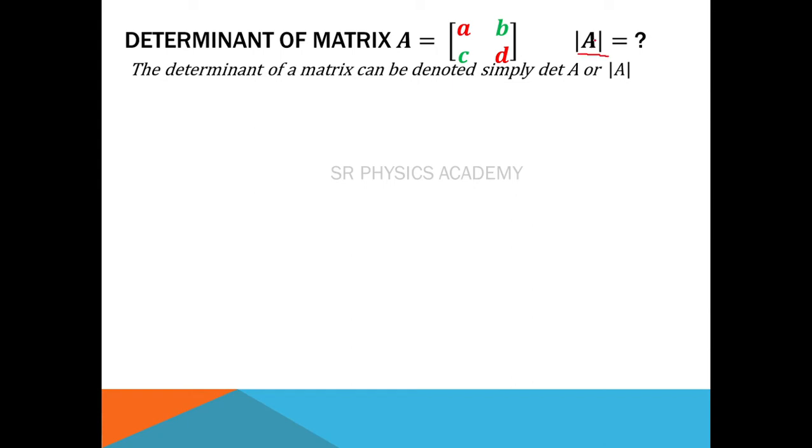Here the symbol used to represent determinants is two vertical lines on both sides. To find the determinant of a 2 by 2 matrix, a 3 by 3 matrix or an n by n matrix, the matrix should be a square matrix. It means that the matrix should have an equal number of rows and columns.